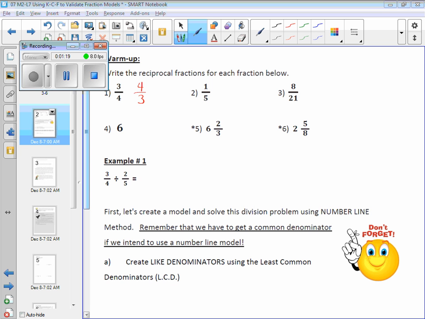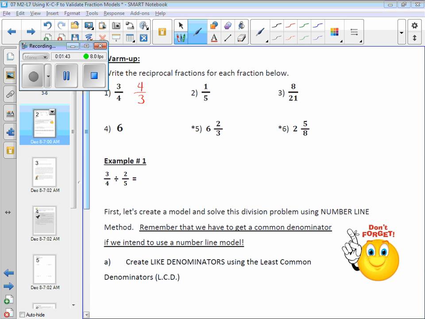Just talk. What do you get when you multiply 4/3 times 3/4? Don't you get 12/12? Isn't 12/12, or any number over itself, 1? That is the definition of what a reciprocal fraction is. It's the easiest way to check to see if your reciprocal fraction works. Mike, what's going on?